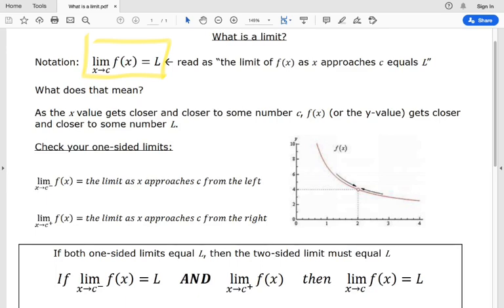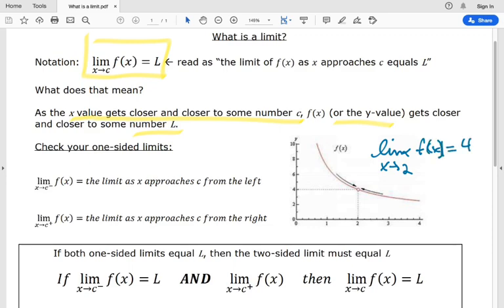What that means is as x is getting closer and closer to some number c, we'll usually tell you what that number is, it won't be a letter, the y value is getting closer and closer to some number L. Okay, and we have a graph over here to help you visualize that a little better. In this picture, we're doing the limit as x is approaching 2 of f of x, and we're showing that it's going to equal 4.